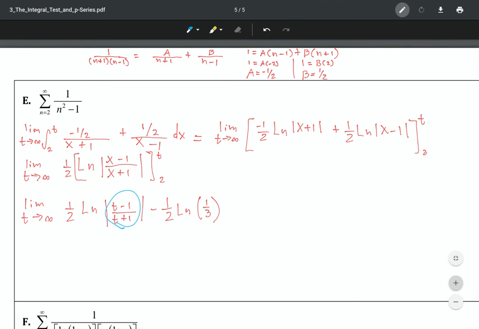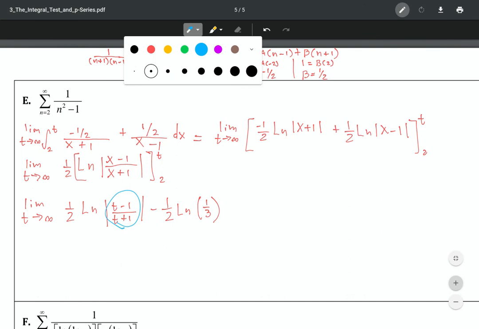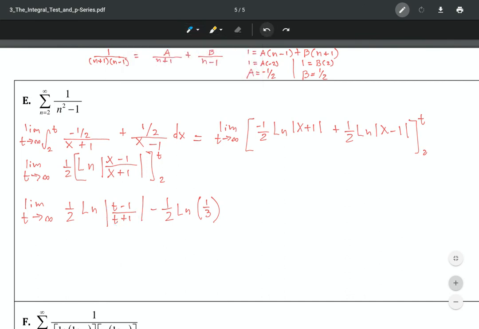Now the limit of the inside, if you use the horizontal asymptote rules, that's going to be 1. And the natural log of 1 is going to be 0. So basically all of this goes to 0. So I do have an answer, which is this. Now, what does that tell me?